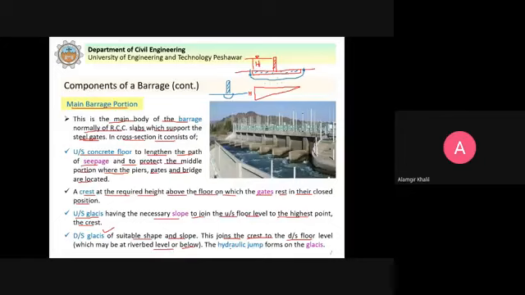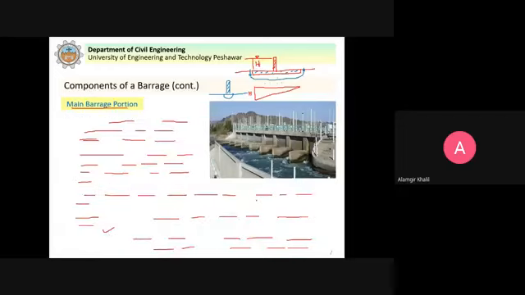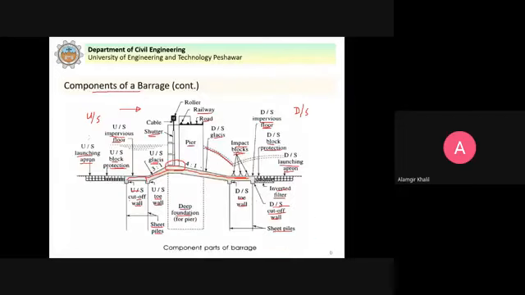So as I already explained, the hydraulic jump forms on the glacis. You can see here that this is the glacis here. The hydraulic jump will form on this glacis, and we have this downstream impervious floor. We have these baffle blocks to contain the hydraulic jump, so that the water with more depth and less velocity flows on the river downstream without causing damage, or at least reducing the damage of scouring.